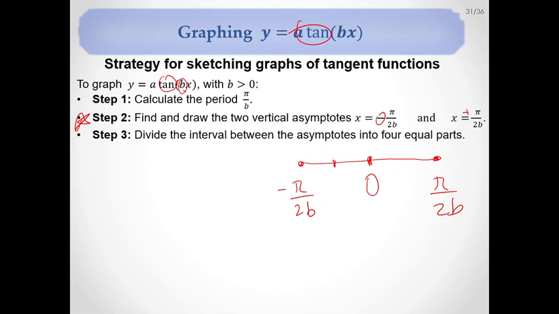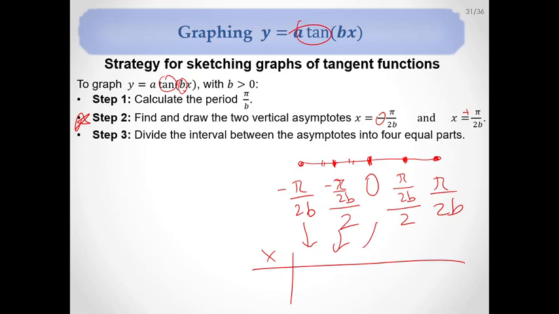And now what's the midpoint between these two? And that will be minus pi over 2b divided by 2. And in the same way, you can say it's pi over 2b divided by 2. So you find these points, then you will put them on the table. This is 0, starting from 0, and it ends with 2 pi over 2b. No, not 0. Minus pi over 2b, and this is 0. Okay, you put these values, and you will find the y values, and the rest is easy.